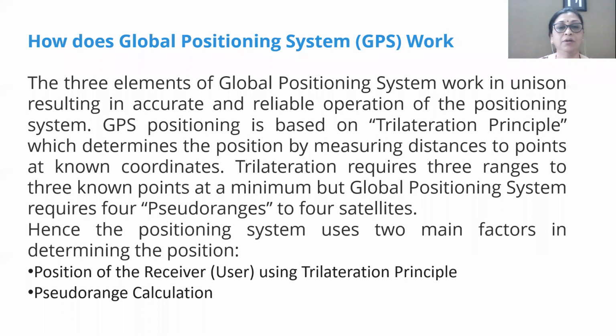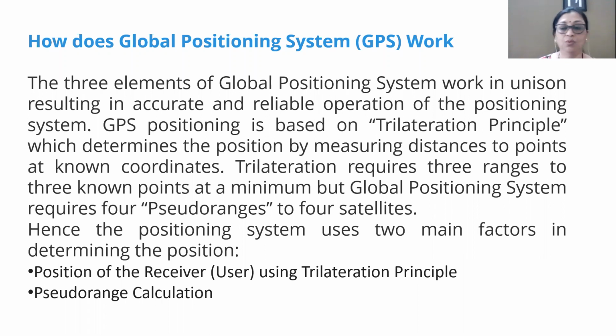Okay, so apart from trilateration, there is one more operation which is called pseudo ranging. Okay, and this pseudo ranging is performed with the help of four satellites. So the trilateration operation is performed with the help of three satellites. So out of 24, only 4 satellites are used by one user to determine the position of the receiver.